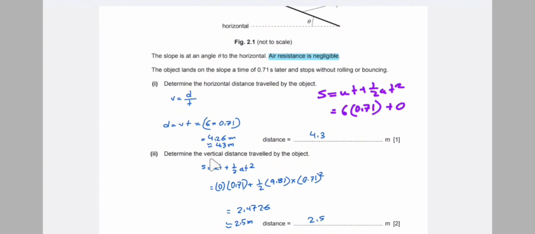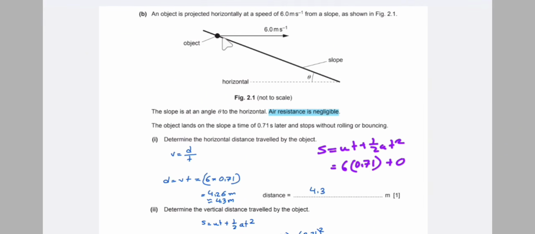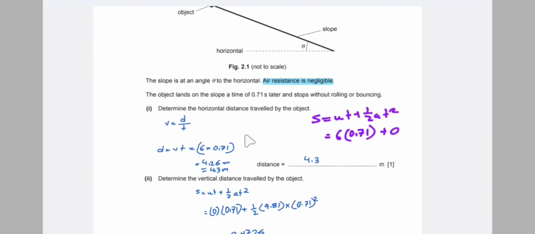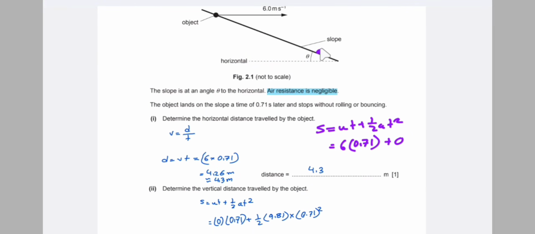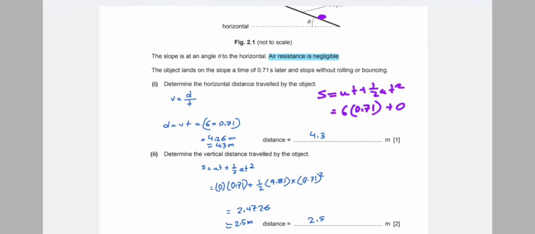Then determine the vertical distance traveled by the object. So for the vertical distance, for this object, we need to find the vertical distance from this point to, let's suppose, this point. So what is the vertical distance? S is equal to ut plus half at square.